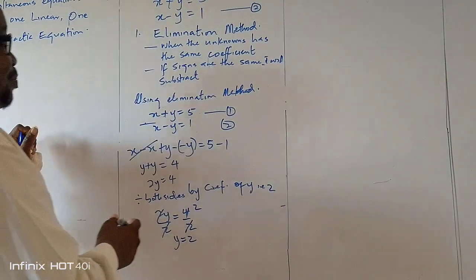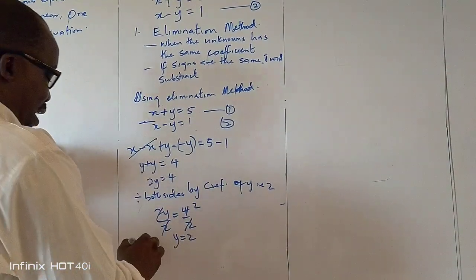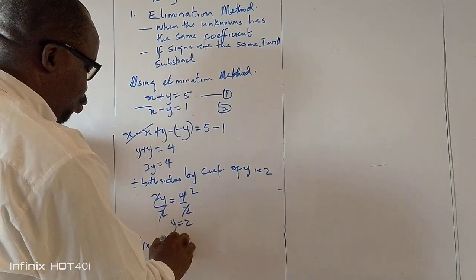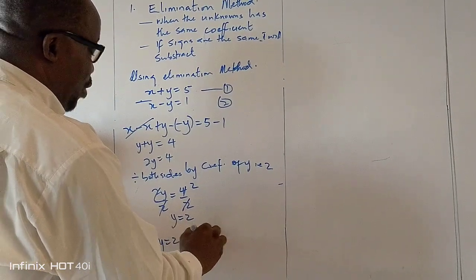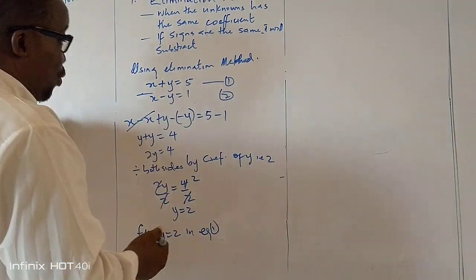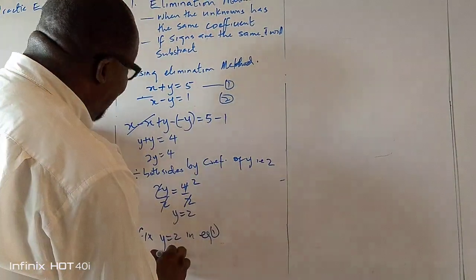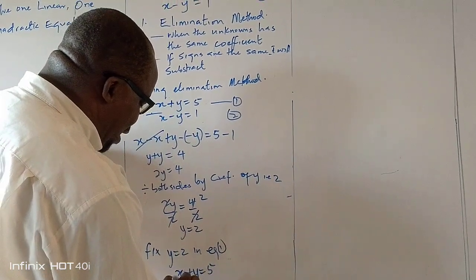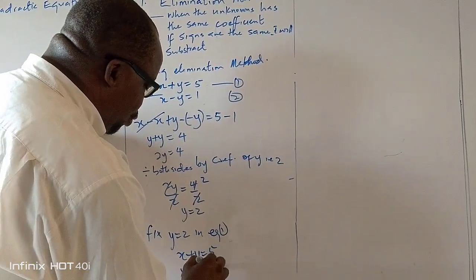Now I know my y. I can substitute it to get my x. I fix y equals 2 in equation 1. I can fix it in equation 2 and I'll still get the same answer. So how do I go? What is my equation 1? My equation 1 is x plus y equals 5. But now my y is 2, so I have x plus 2 equals 5.